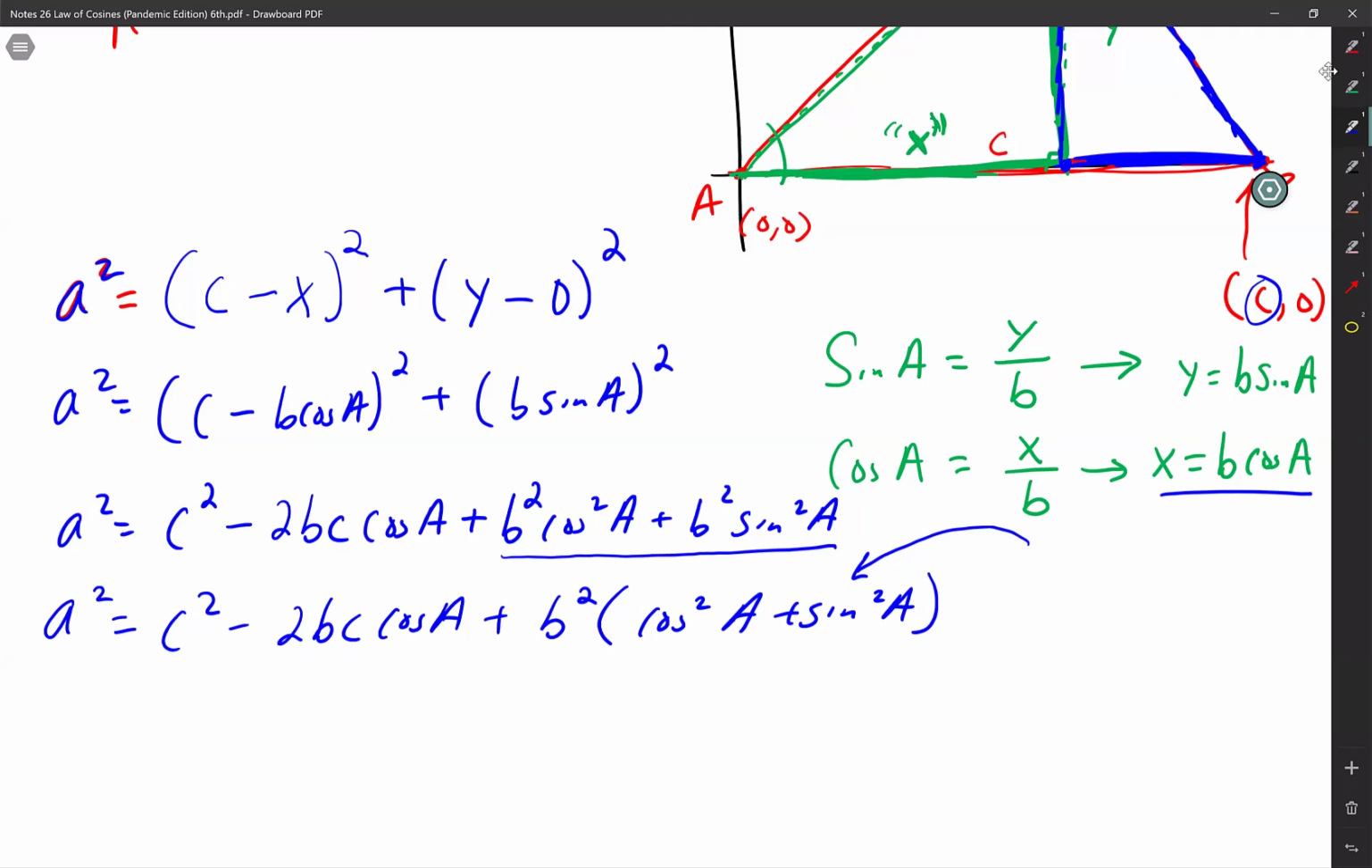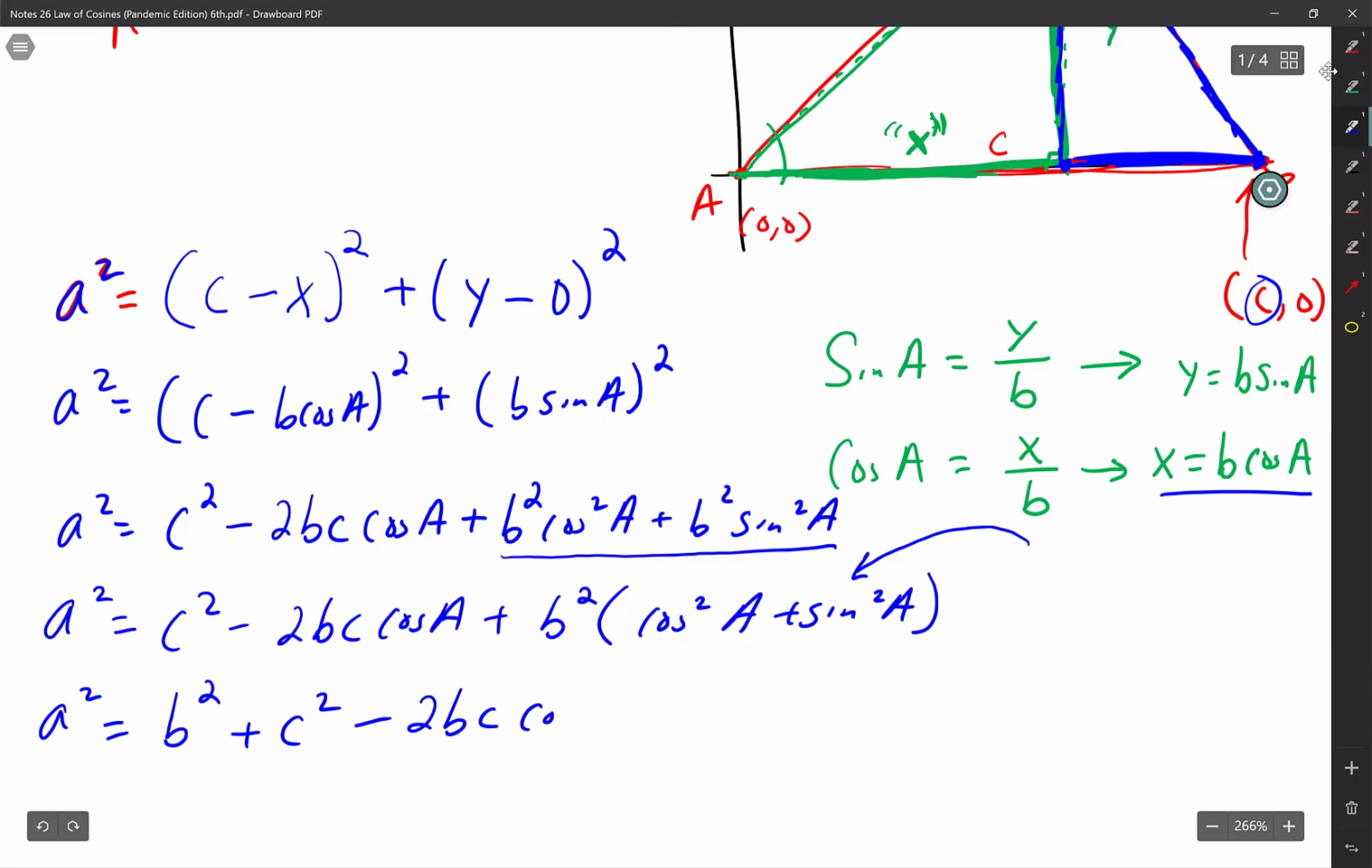And then from there, guys, since that's 1, I can just write it in alphabetical order, or at least some type of order logic here. So I'm going to write the B squared first. B squared plus C squared. And then I'm going to put this product here towards the end, 2BC cosine A.